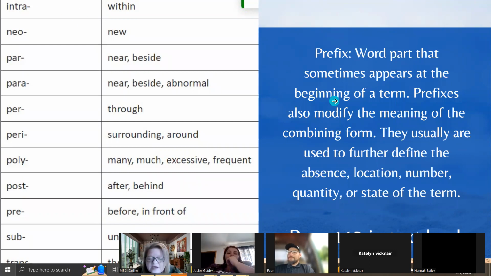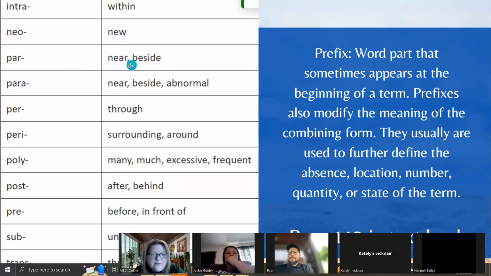So sorry about that. All right, so they usually are used to further define the absence, location, number, quantity, or state of the term. And the little chart that I have to the side can be found on page 113 in your textbook. And y'all will recognize some of these as we go through them. Okay, intra, meaning within. Like intramuscular, in the muscle. You'll start to recognize this stuff. Neo, meaning new. Like a neoplasm, a tumor. It's a new growth.